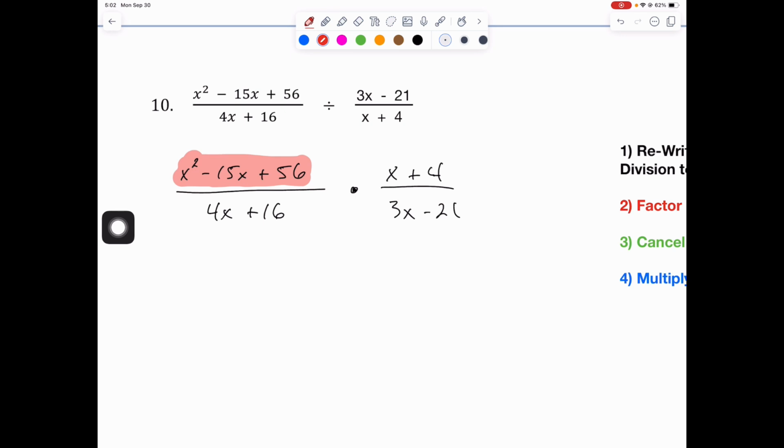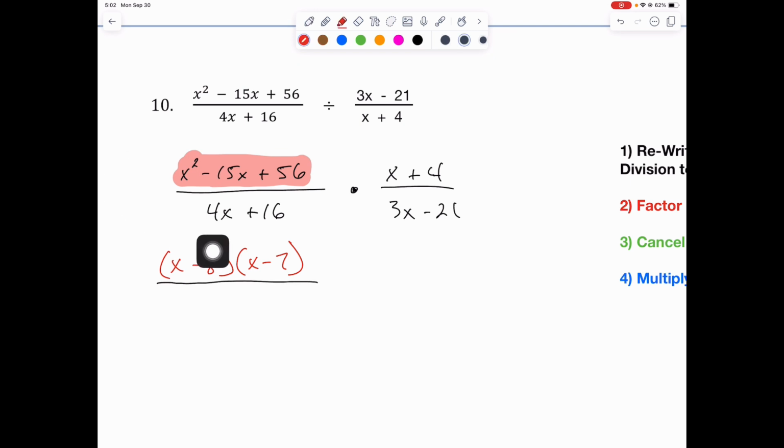Well, x minus 8 times x minus 7. Negative 8 times negative 7 gives us 56, and negative 8 plus negative 7 gives us negative 15. All right, that quadratic's factored.